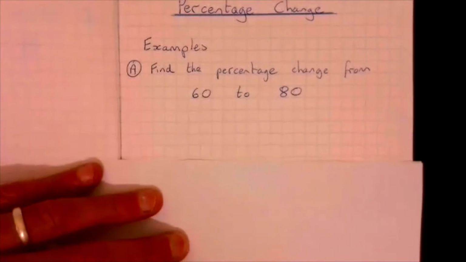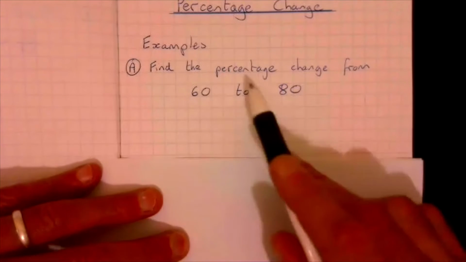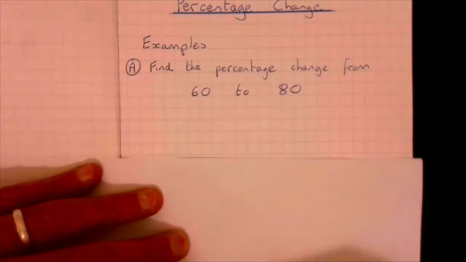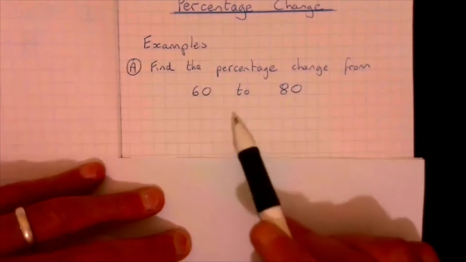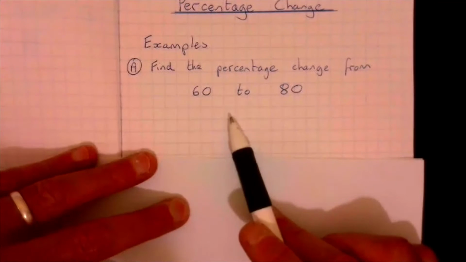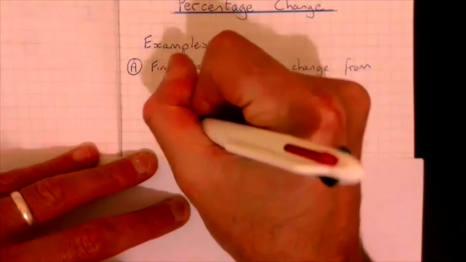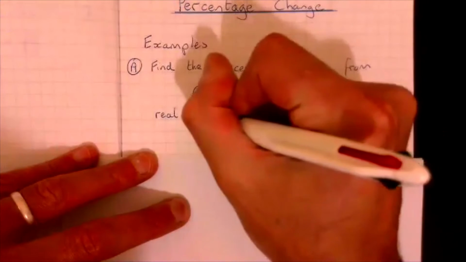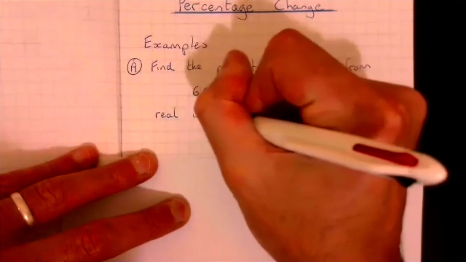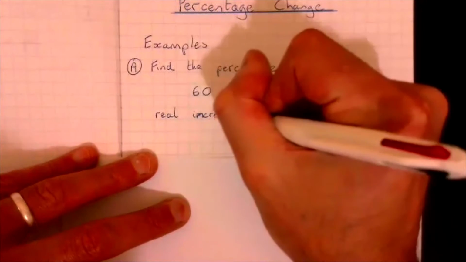So let's have a look. It says find the percentage change. Now it might say find the percentage increase or find the percentage profit. So let's find the real increase. Okay, so that's what we're going to do. Remember, when you do these questions in a minute, I want you to take down the examples first.